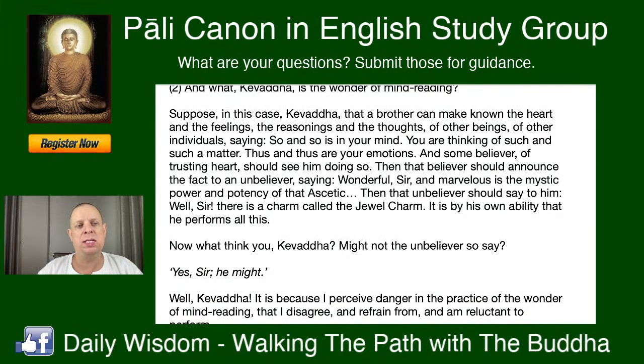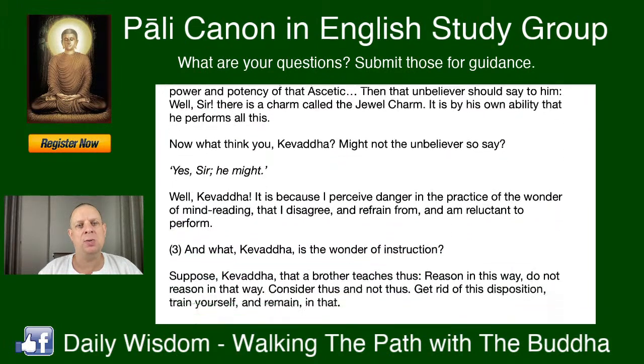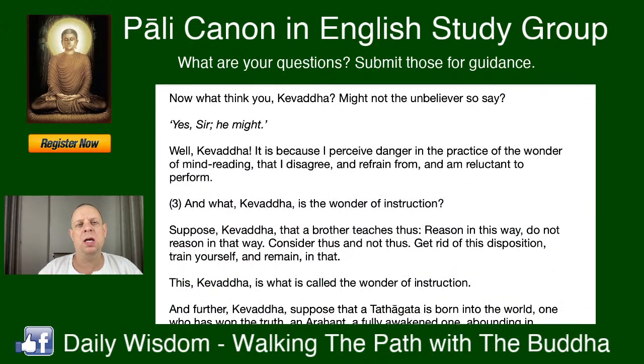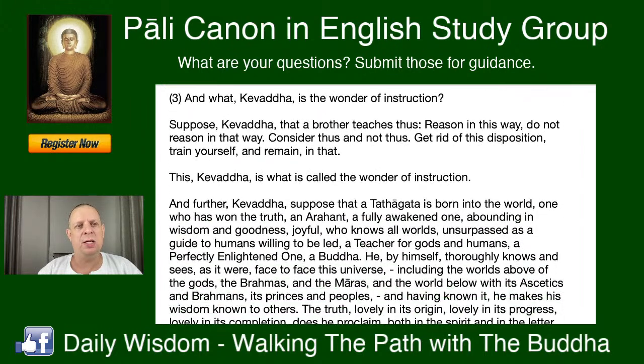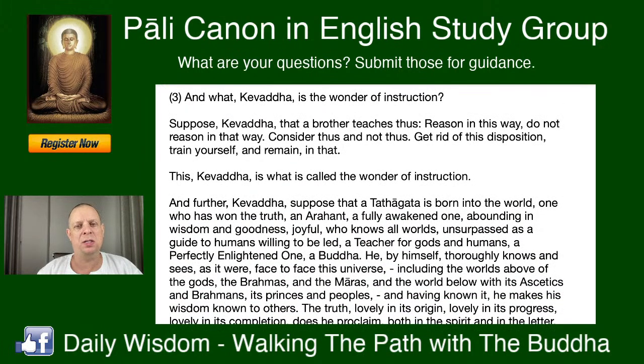And the same thing with mind reading. Even though he knows that these things exist, he's saying that he's reluctant to perform it because it can create perceptions in the minds of the people who are coming to learn with him of, like, what's this guy doing, performing these kind of miracle things. And essentially what he gets to is this wonder of instruction. This is what the Buddha performs, this ability to instruct and guide people on the path to enlightenment.